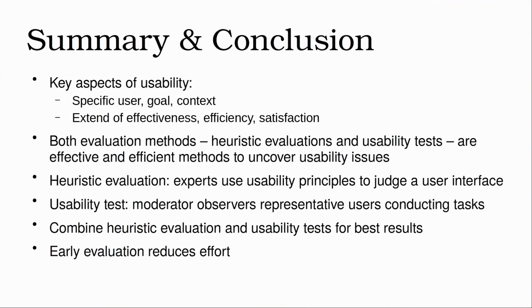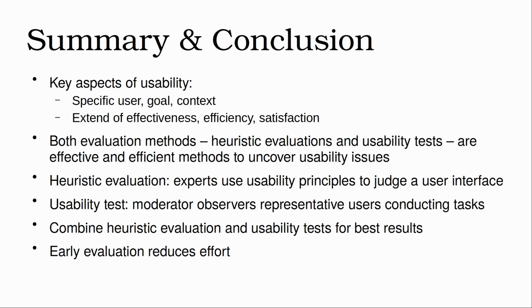So to conclude, we have the specific user, specific goal, and specific context in the definition of usability. Think about these and about the extent of how effective, efficient, and satisfying it is. Both evaluation methods can be used. They're both very effective and efficient to uncover usability issues, to find problems to improve on, and there are normally many. So pick the major ones to start, to improve on.